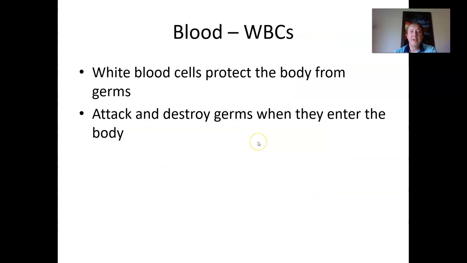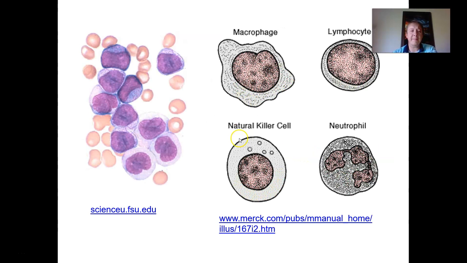So white blood cells, we kind of talked about these in the virus and bacteria unit. What they do is they simply protect the body from germs, those viruses, bacteria. They attack and destroy them when they enter the body. So we kind of already went through those, so it's a little bit easier going through them. Again, we have the macrophage, so we have our killer cells like the neutrophil, our natural killer cell, that are able to attack and fight off those viruses and bacteria.